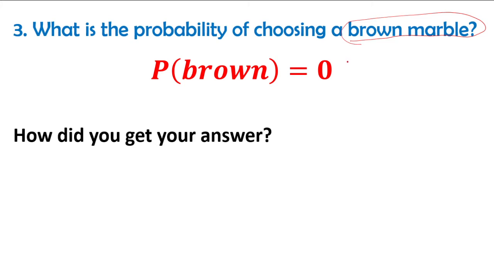Because, why? Because that probability of choosing brown marble is impossible. Wala namang kasing brown dun sa bag. Wala namang brown na marble dun sa bag. Okay, so that is impossible.